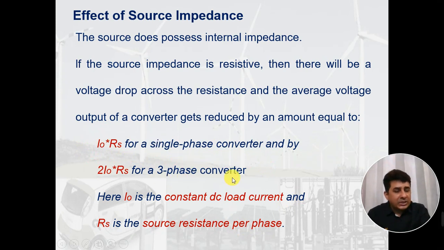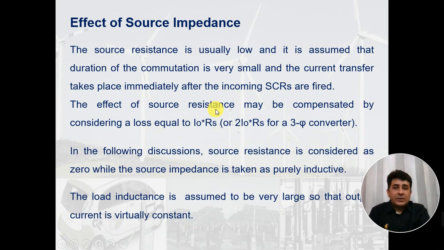But if it is a three-phase converter, in a three-phase converter at a time, two phases work together. So these two phases will bring you a loss of 2 I naught into Rs. So the idea is the resistance can only reduce the magnitude of the voltage. Why? Because it is creating a voltage drop. But if there is inductance in the source, then what will happen? So in the next discussion, let us see if the source impedance is taken as purely inductive.